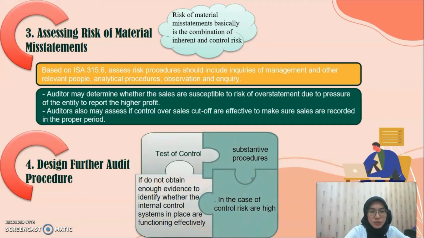Design further audit procedures. Basically, it includes tests of control and substantive procedures. Based on the assessed risk level, the auditor will determine the tests that need to be performed. To illustrate, the auditor should include a test of control if they do not obtain enough evidence to identify whether the internal control system in place is functioning effectively. While in the case where control risks are higher, a higher level of substantive procedures will be done by the auditor.